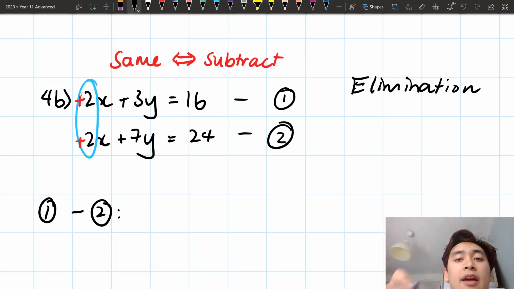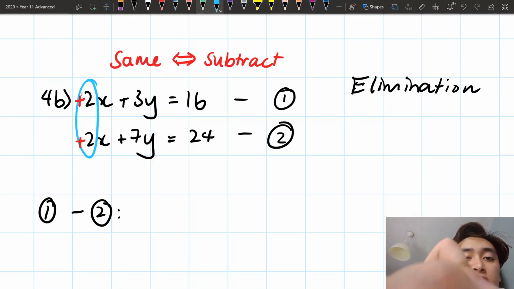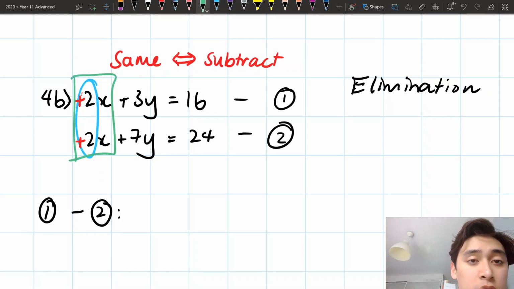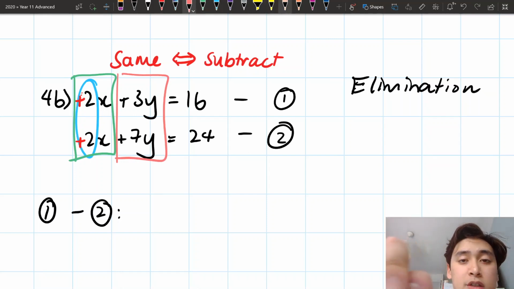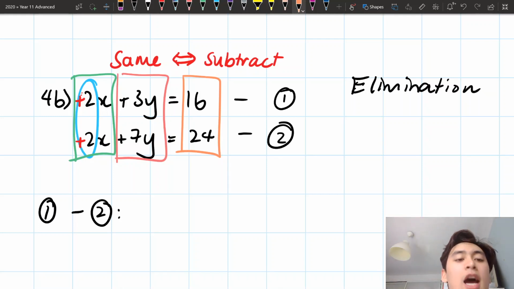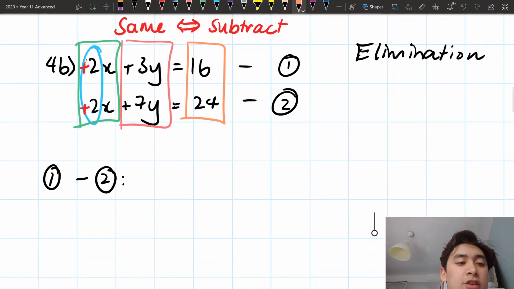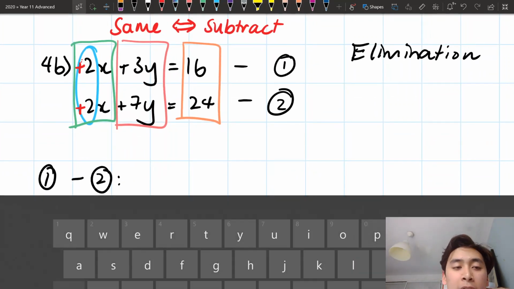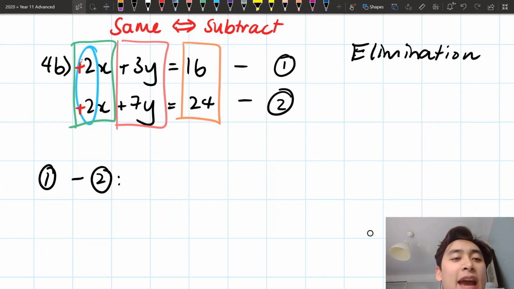Now, as I did before in that first example, I'm going to subtract them section by section. I'm going to go down the x terms and subtract the 2, go down the y terms and subtract the 2, and go down the numbers and also subtract the 2. So let's do that. Let's have a look at the green box. My 2x minus 2x, they will cancel each other out. I'm not going to have any x terms.